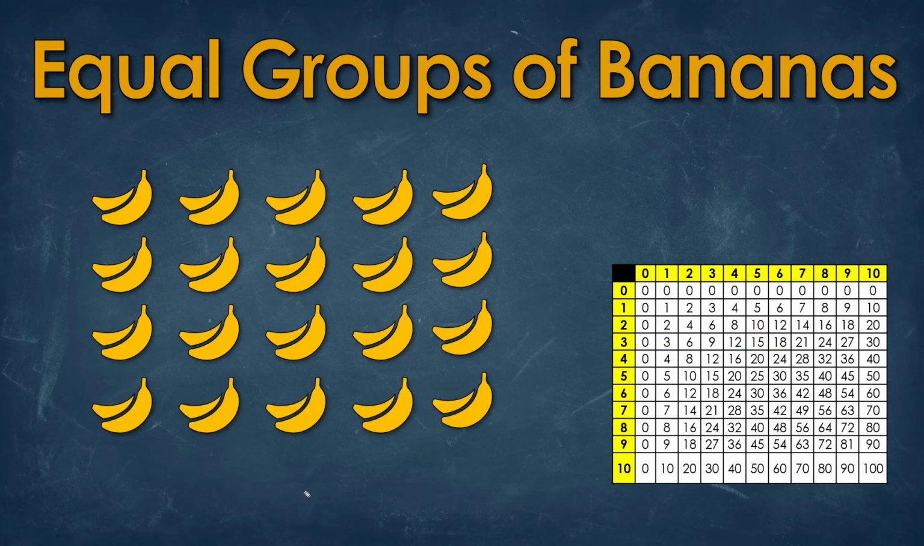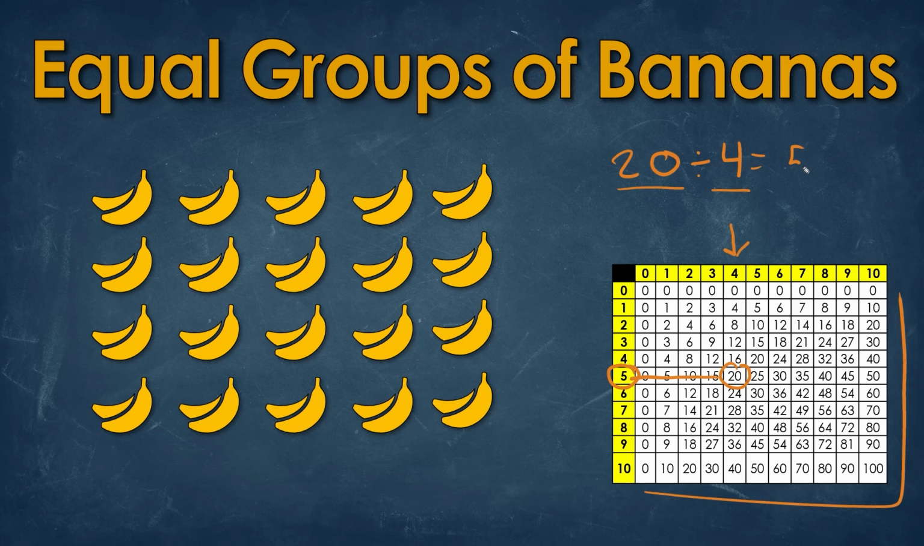Now let's try this example. This time we have a total of 20 bananas, and we're going to divide them into equal groups of 4. We need to figure out how we can do that using the multiplication table. Again, we know that 20 is going to sit within the white values inside of our multiplication table, so we use the 4 as the starting point. Our 4 will start here, and we're going to go down until we find the 20, which is here, and we move our way back across to see that it is 5. So that's equal to 5.